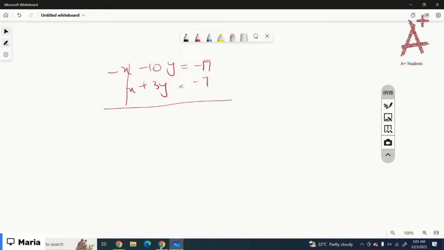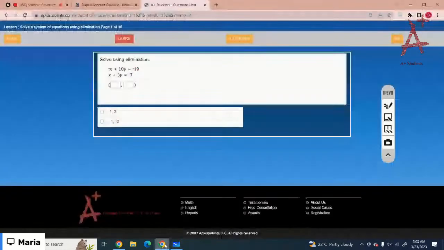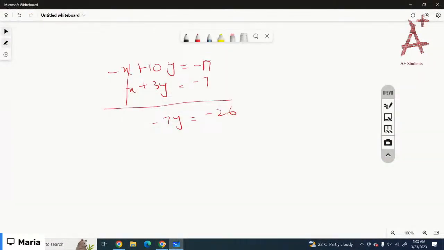Got it? x minus x is 0. Negative 10 plus 3 is negative 7y. Negative 19 and negative 7 is negative 19 minus 7. That is negative 26. So here you have negative 7y equals negative 26. Divide both sides by 13... so it would be y equals negative 2.